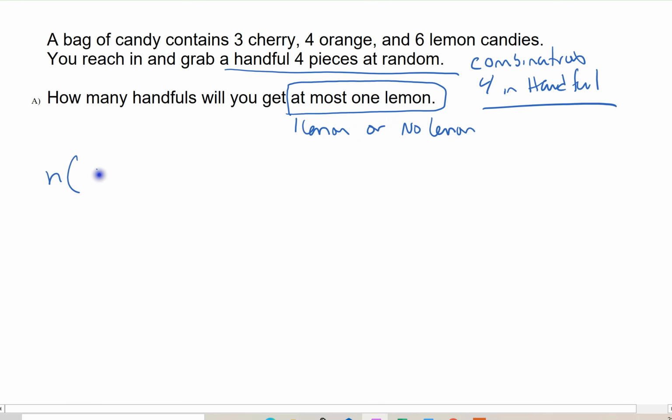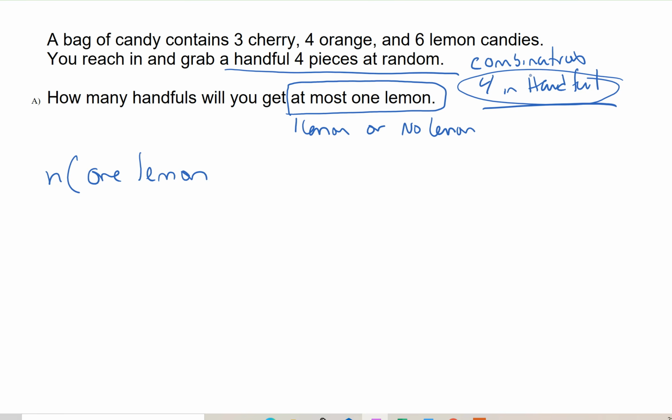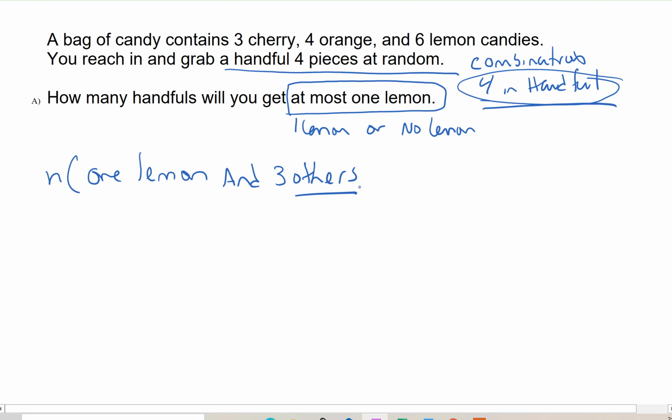It's a number of handfuls where I get 1 lemon. Well, remember, I've got to complete my handful. So I've got a handful with 1 lemon in it. But I have to finish it out, so there still needs to be other candies in there with that 1 lemon. Well, I need to have 4 total, so I need 3 others, right? Because the others implies other than lemon, because I've already got my lemon candy, so they've got to be either orange or cherry. Or no lemons, which means all 4 are others, meaning they're not lemon.